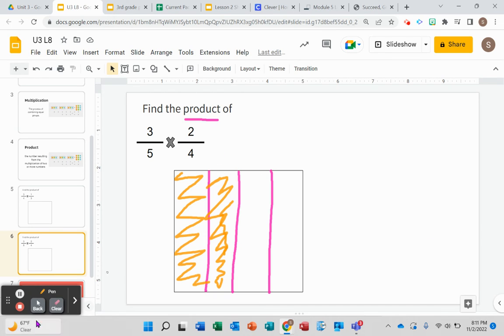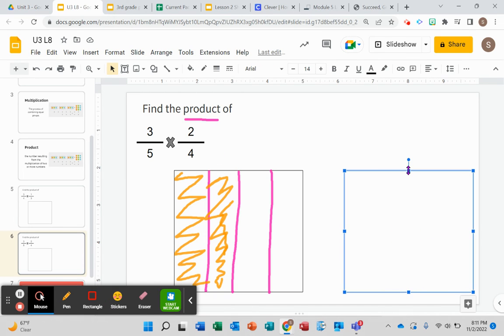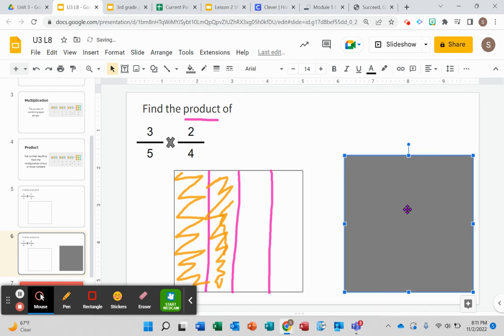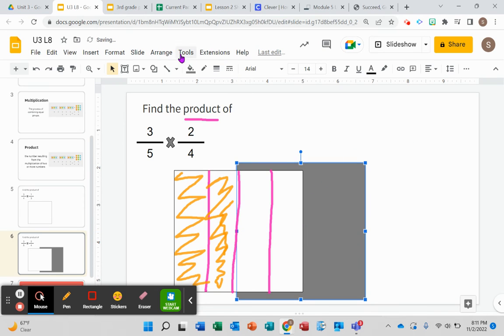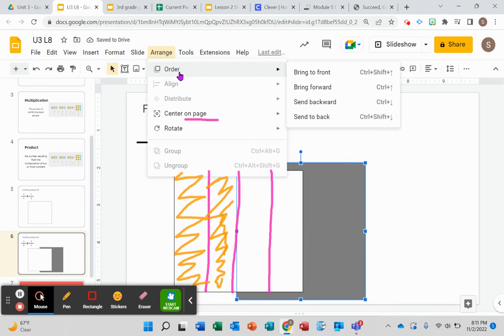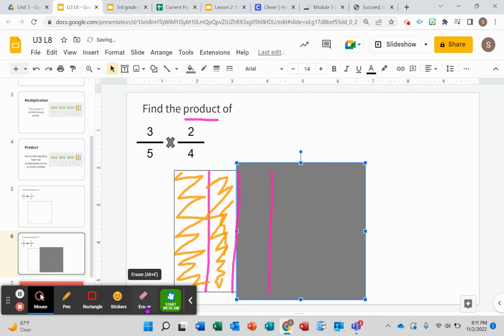And I'm going to find my little panel and shade that in gray. I'm going to cover this up now, just to make it a little bit easier for us to do the work we need to do. I'm going to arrange this, bring that to the front. There we go. For the time being, I'm going to erase this line. We'll bring them back later.